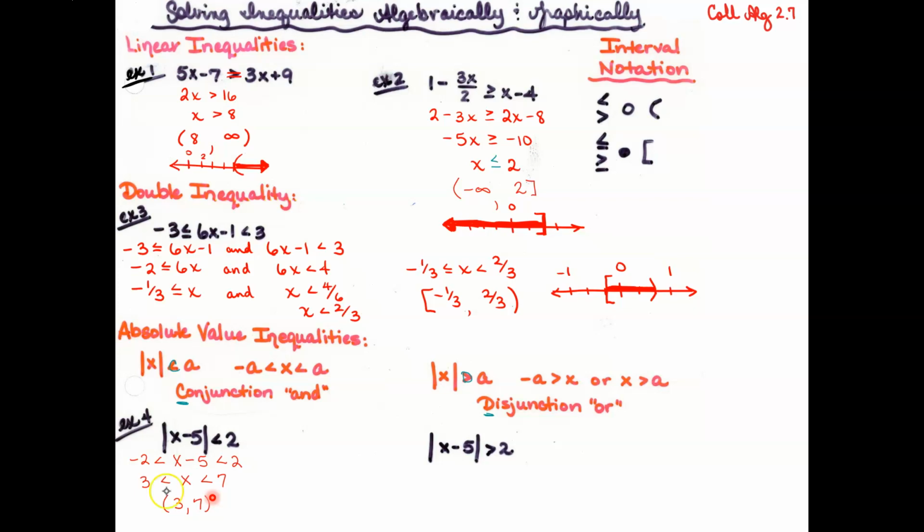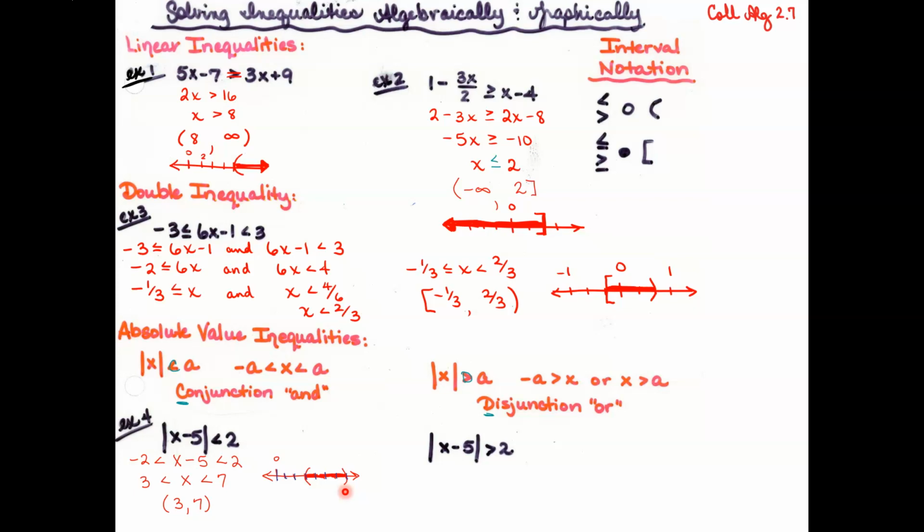Also remember that because we have less than with each of these, when you have less than, you use the parenthesis. So we're going to put a parenthesis with the 3 and the 7. If we wanted to graph that, we would have a parenthesis at 3, a parenthesis at 7, and we'd be shading the values in between.